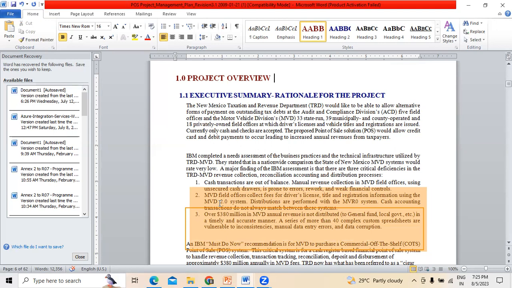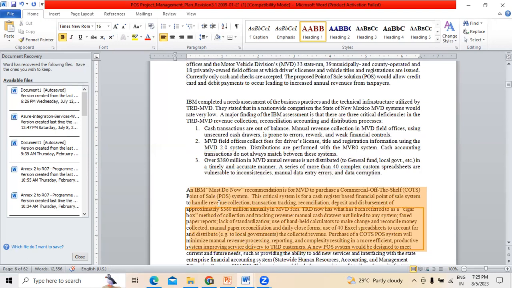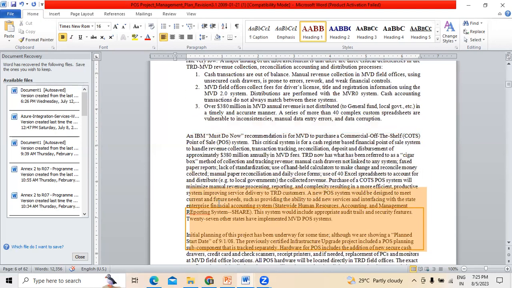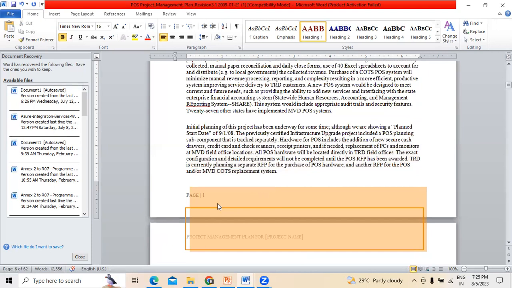So on a high level, this executive summary will be discussed in 1.1. This is based upon the information that we have collected from the customer perspective. That is what generally we do.